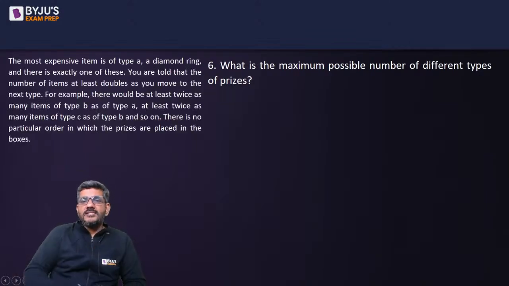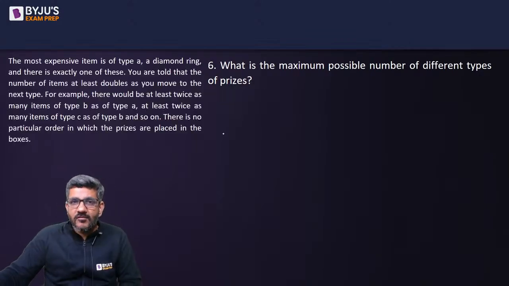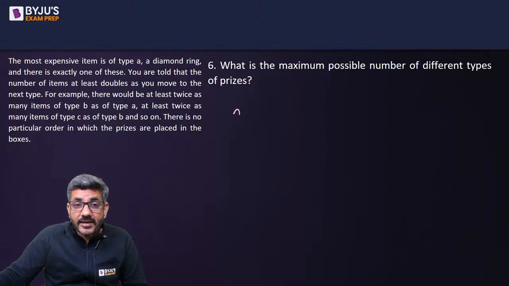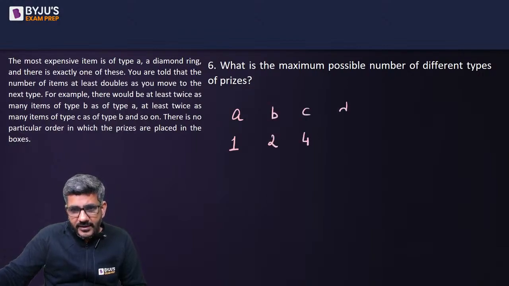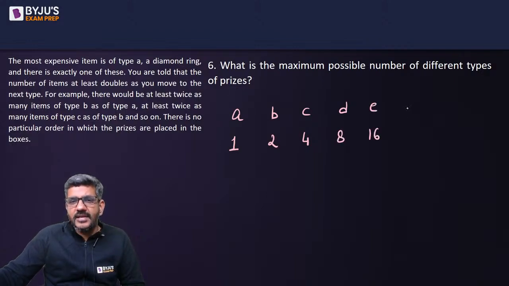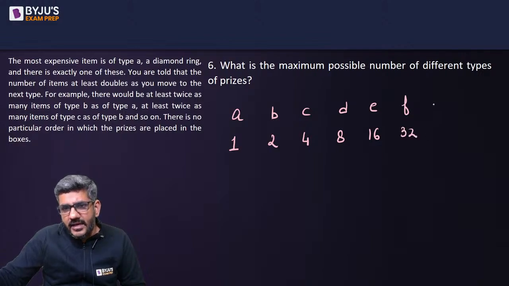But in the next question he says what is the maximum possible number of different types. अब maximum possible करने के लिए क्या करना होगा? Let's take minimum in each type. B minimum is 2, C minimum will be 4, D minimum will be 8, E minimum is 16, F minimum is 32, and G minimum is 64, so on and so forth.